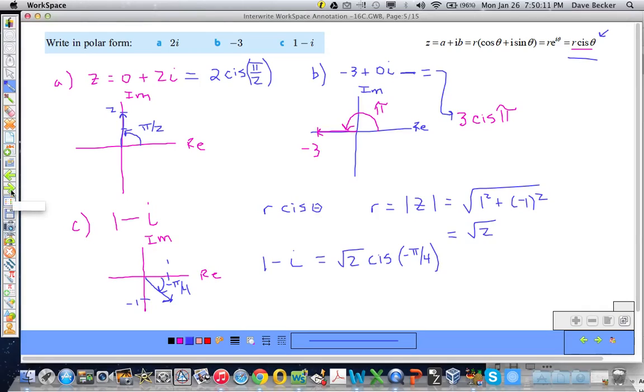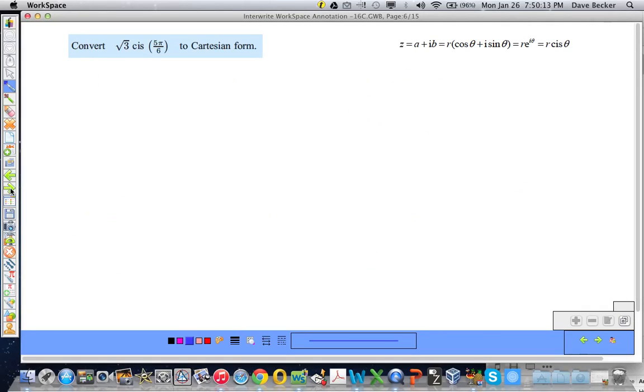Let's just do this real quick. Let's convert this to Cartesian form: root 3 cis 5 pi over 6. So that means we need to write it in the form a plus bi. Remember that cis theta is equal to cosine plus i sine. So it's cosine theta plus i sine theta. It's so easy.